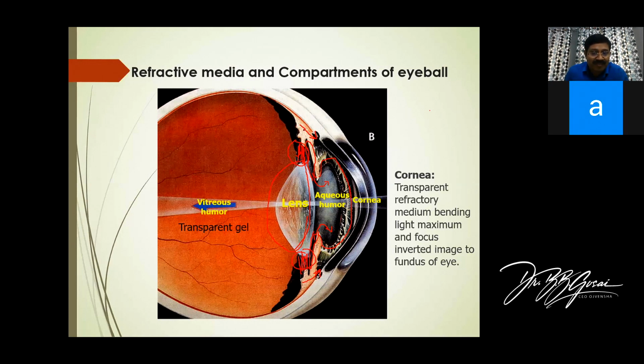Contraction of the ciliaris will make the ciliary body move forwards. This particular ligament will relax and the lens will become thick. Clear? So this is the mechanism of the accommodation reflex for near vision.